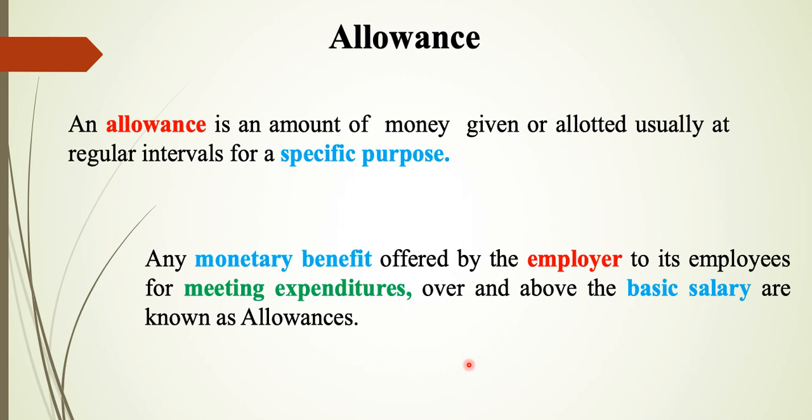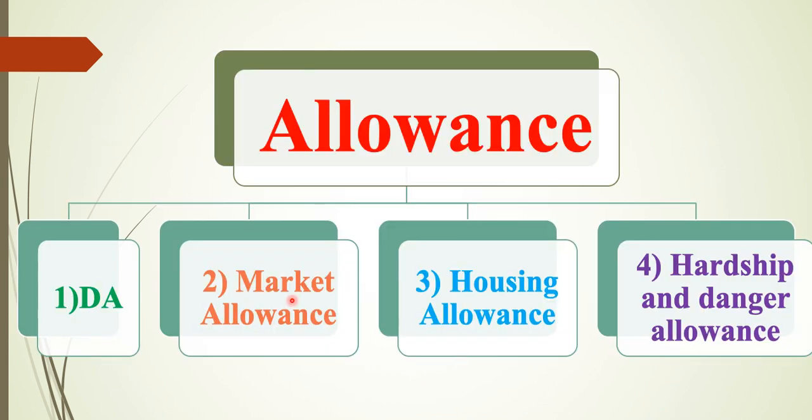Fine. Now we have different types of allowances here. The first one here is dearness allowance, then we have market allowance, then we have housing allowance or house rent allowance, which we call as HRA, then we have hardship and danger allowance. So let us understand one by one all these different allowances.